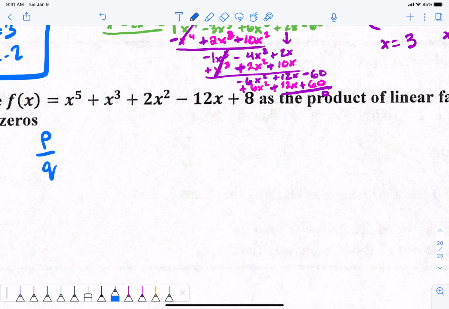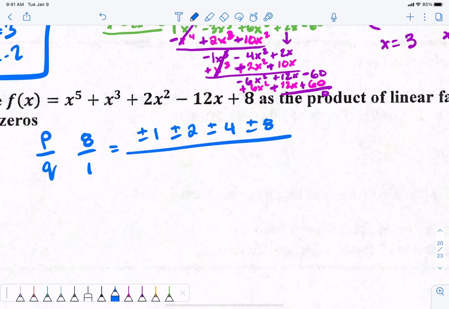Okay, P over Q, here we go. 8 over 1, which is nice. Plus minus 1, plus minus 2, plus minus 4, plus minus 8, all over plus minus 1. So it's 1 over 1, 2 over 1, 4 over 1, 8 over 1, which is just the same as the top one. So we have 8 possible ones.